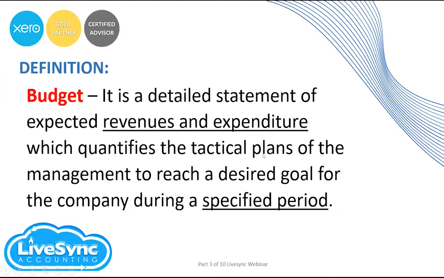A budget is a detailed statement of expected revenues and expenditure, which quantifies the tactical plans of the management to reach a desired goal for the company during a specified period. So a budget is usually a short-term goal. It requires a quantification of the expected revenue and expenditures. Actually, this budget report is one of the internal reports that management requires in order to assess and evaluate the performance of the business, aside from the profit and loss, the usual financial statement that is submitted to them.